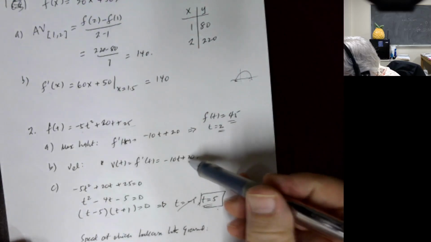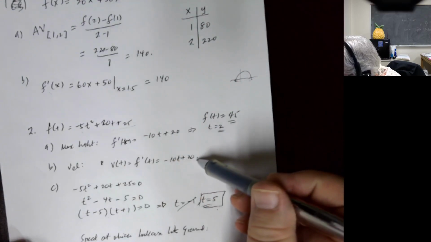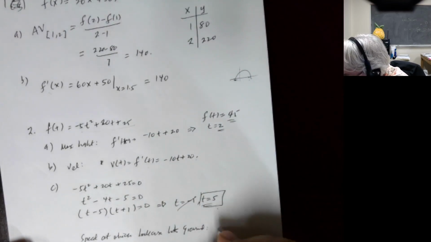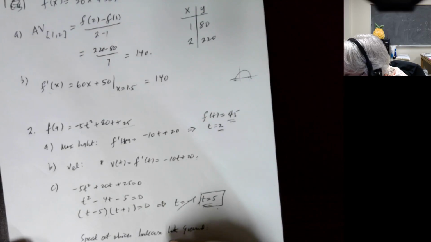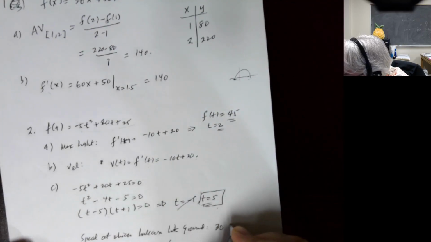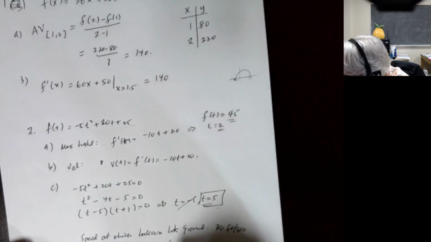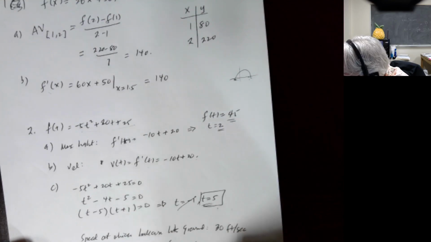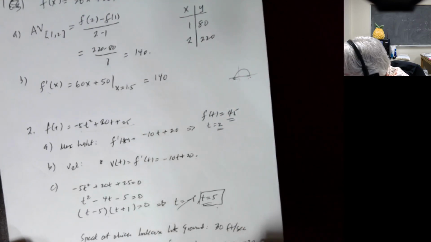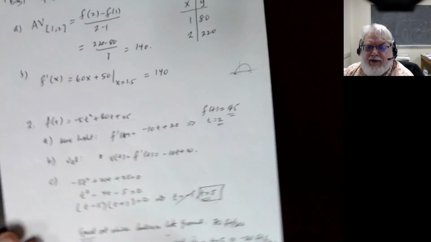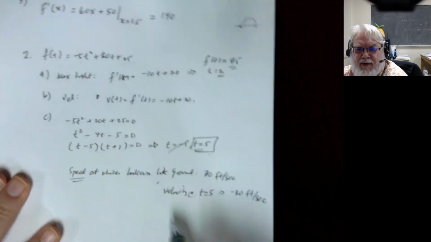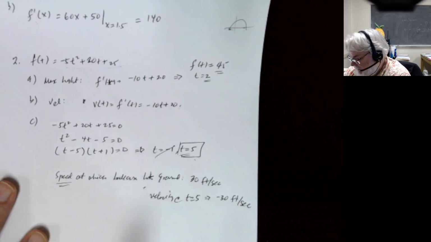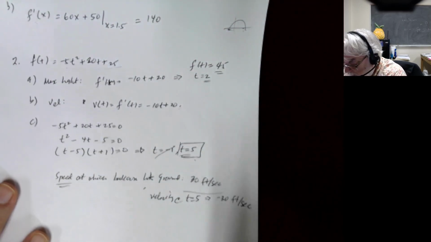Let's see, 5 times 10 is minus 50, plus 20 is minus 30. So minus 30 means it's heading to the ground at 30 feet per second. So the speed is going to be 30 feet per second. Or you could say the velocity at time 5 is minus 30 feet per second. The negative means you're heading for the ground. Good. So that's number 2.